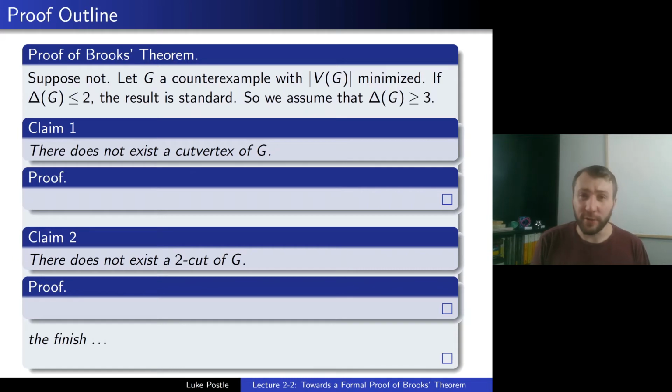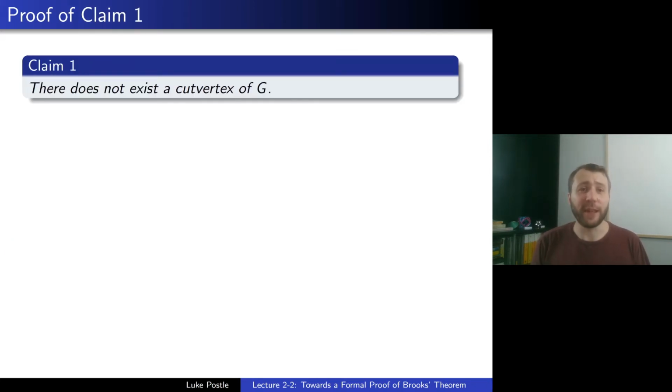So then we do our two claims. Claim 1: there does not exist a cut vertex of G, and we'll give a proof for that in a little bit. And then Claim 2, which we'll also have a proof for: there does not exist a 2-cut of G. And then the finish that we just described, which we'll write up a little more formally. So that is our outline, and now we'll move on to the proof of Claim 1.